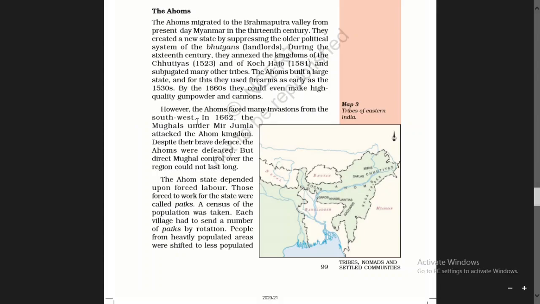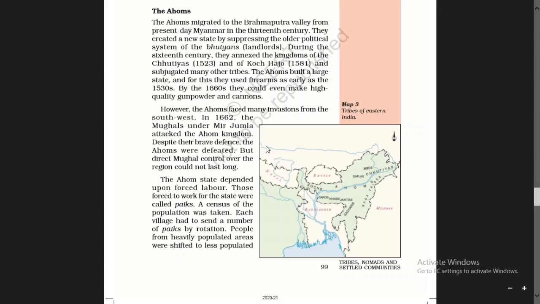However, the Ahoms faced many invasions. Invasions means instances of invading a country or a region with an armed force. It was from the southwest. In 1662, the Mughals under the leadership of Mir Jumla attacked the Ahom kingdom.